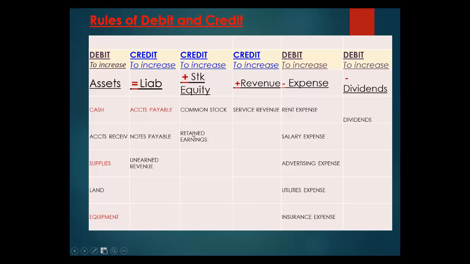Common stock and retained earnings, also on the right side of the equation, also increased with a credit. Service revenue, also increased with a credit. Now expenses and dividends, yes, they are on the right side of the equation, but see that minus sign? We reverse it, so we increase expenses and dividends with debits.